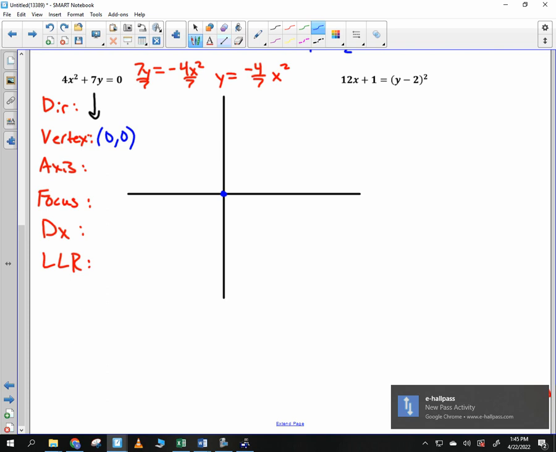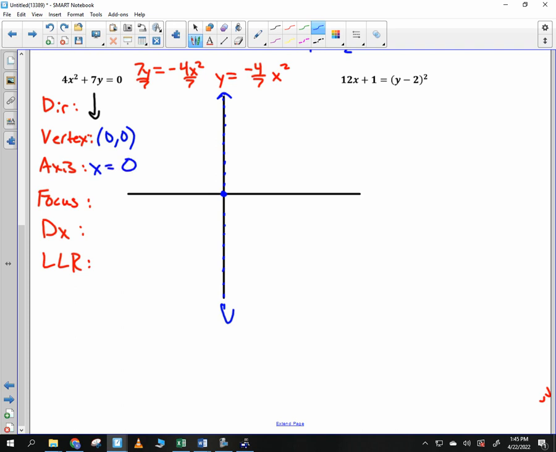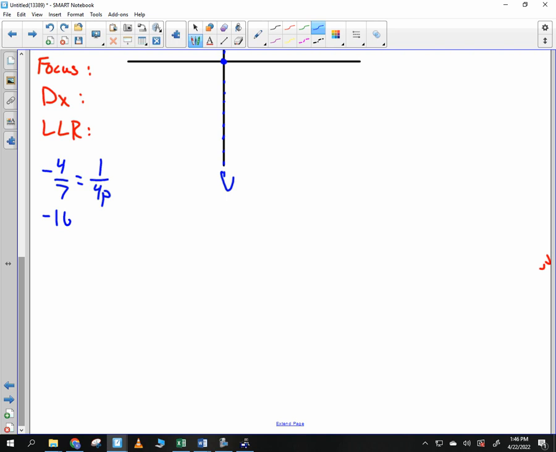So if it opens up or down, the axis of symmetry will run vertical. Can somebody name that axis of symmetry for me? X equals 0. In order to determine the focus, the directrix, and the length of the latus rectum, what value do I need to determine? P. I have a formula. A, or negative 4 over 7, is equal to 1 over 4p. How will I solve? So negative 16p is equal to 7, or p is equal to negative 7/16.